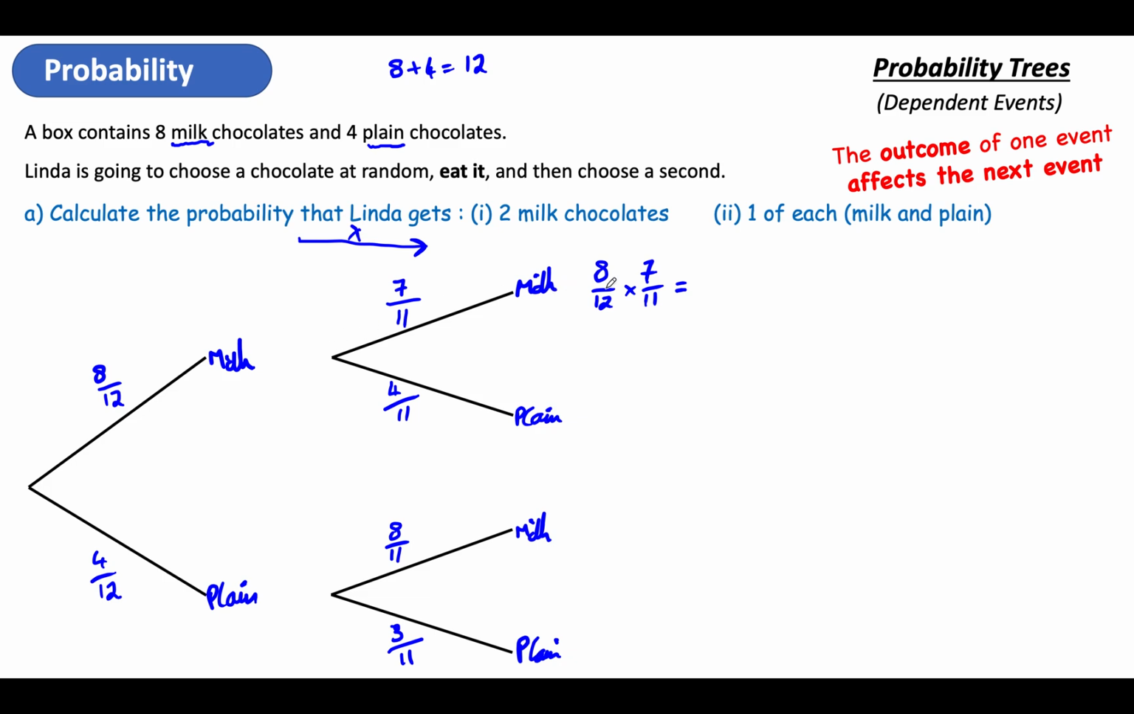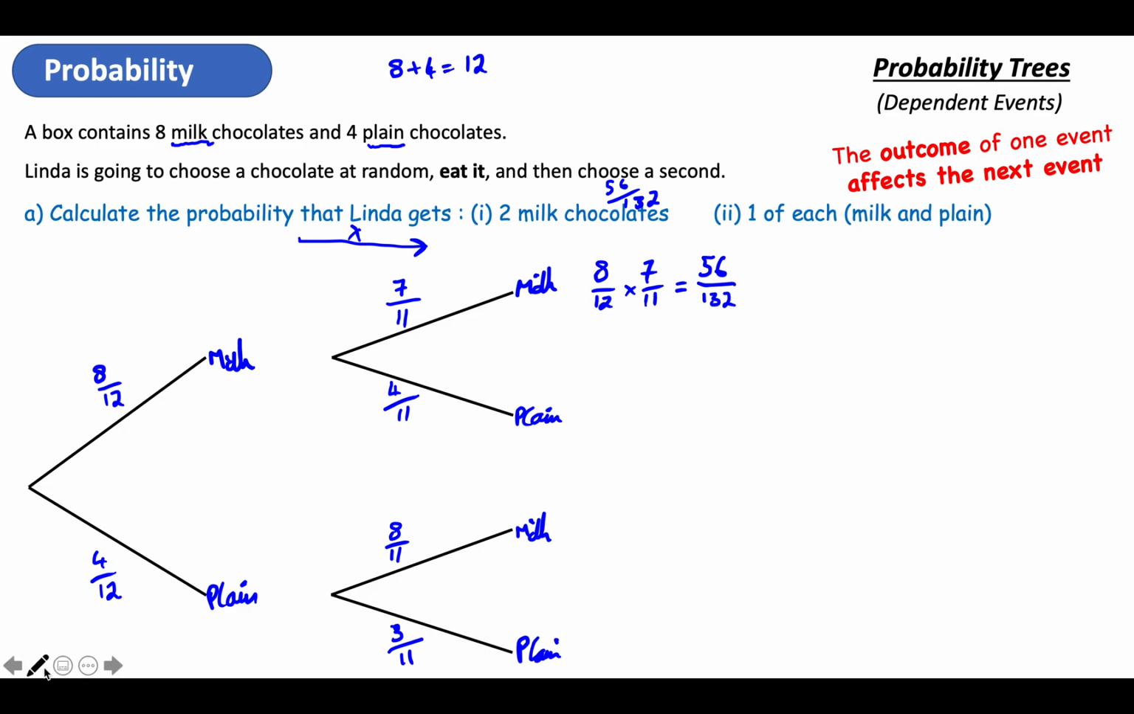Okay, so to get to this point, I would have done 8 times 7. Oh, it's 8 sevens again, isn't it? It's 56. I have a real blank with 7 8s and 6 8s. But it's 56. And then 12 times by 11 is 132. Okay, so 56 out of 132 is my first answer. There we go. So calculating the probabilities ends up the same. The only thing that's different is that you have to think about the probabilities, how they've been affected by the first choice. And then the second question is one of each.